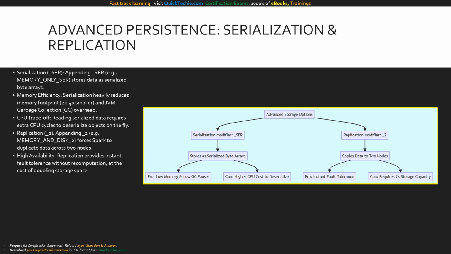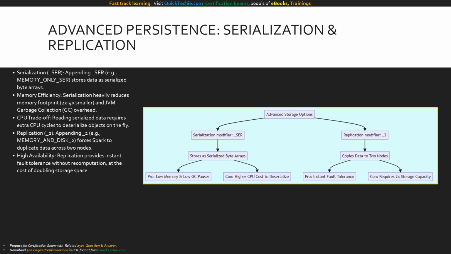This hierarchical tree breaks down our advanced storage modifiers into their specific pros and cons. On the left side, we explore serialization. You can see it converts standard data into serialized byte arrays. Following the arrows down, the clear, undeniable benefit is massively lower memory usage and reduced garbage collection pauses, which comes at the cost of slightly higher CPU usage.